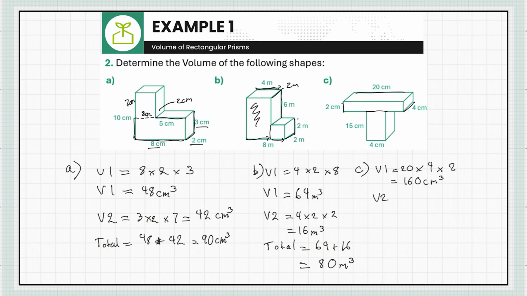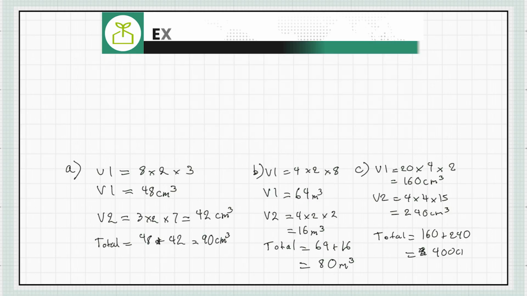And our second object, we know that from here to here is 15, we know our length is going to be 4, and we know our depth is also going to be 4. So our volume is going to be equal to 4 times 4 times 15, which is going to be equal to 240 centimeters cubed. That means that our total is equal to 160 plus 240, and that just equals 400 centimeters cubed.